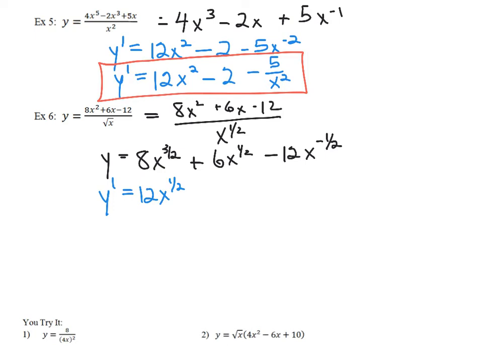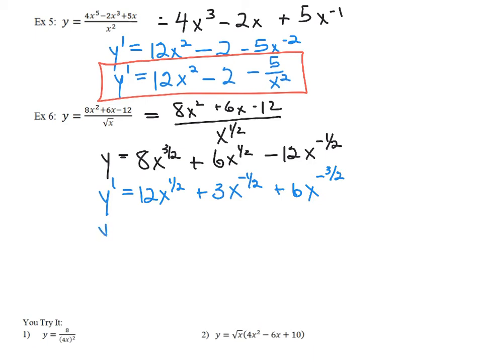Go to the next term, 6x to the 1/2. Multiply 1/2 times 6, and that gives me 3. Keep the x. Subtract 1 from the exponent, so that's going to be a minus 1/2. Finish it off with the minus 12x to the negative 1/2. I multiply the exponent times the coefficient. So that's going to be plus 6 x to the, subtracting 1 from negative 1/2, that's giving me negative 3/2.